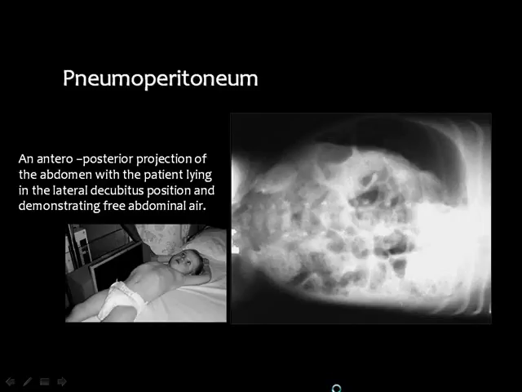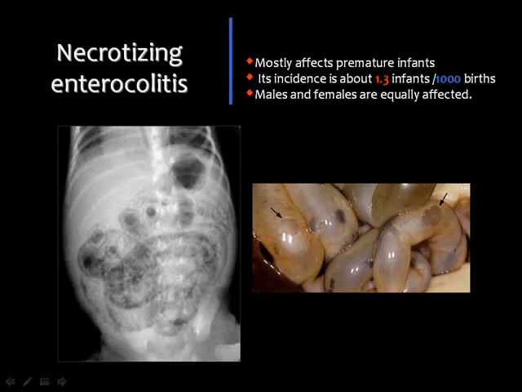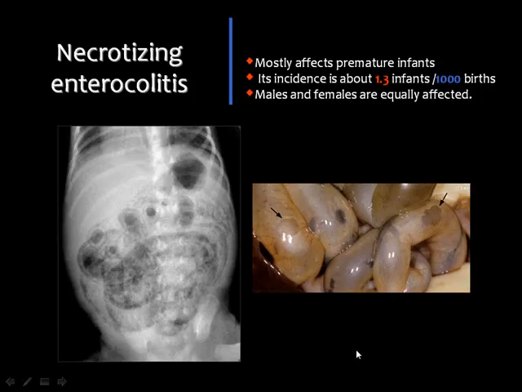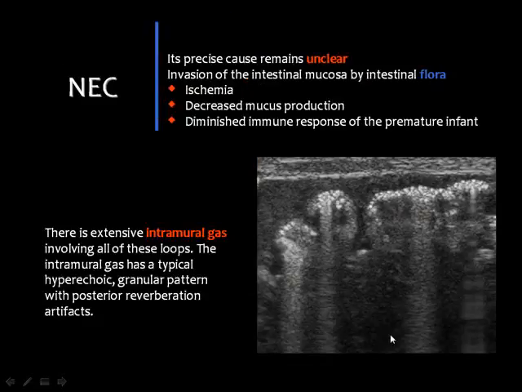underneath the abdominal wall. Then necrotizing enterocolitis is one of the surgical emergencies in some patients if not treated medically, mostly affecting the premature infants, and this is the incidence which is about 1.3 infants per 1,000, and it equally affects males and females together. This disease can be easily diagnosed by plain films delineating air pockets along the wall of the intestinal loops, and also can be diagnosed by ultrasound. As you can see, the echogenic appearance of air in the lumen of the small bowel.